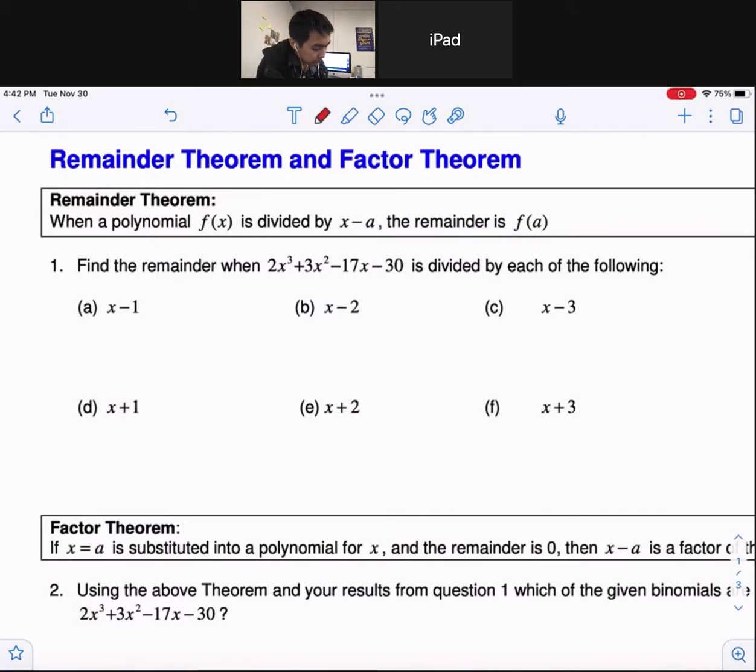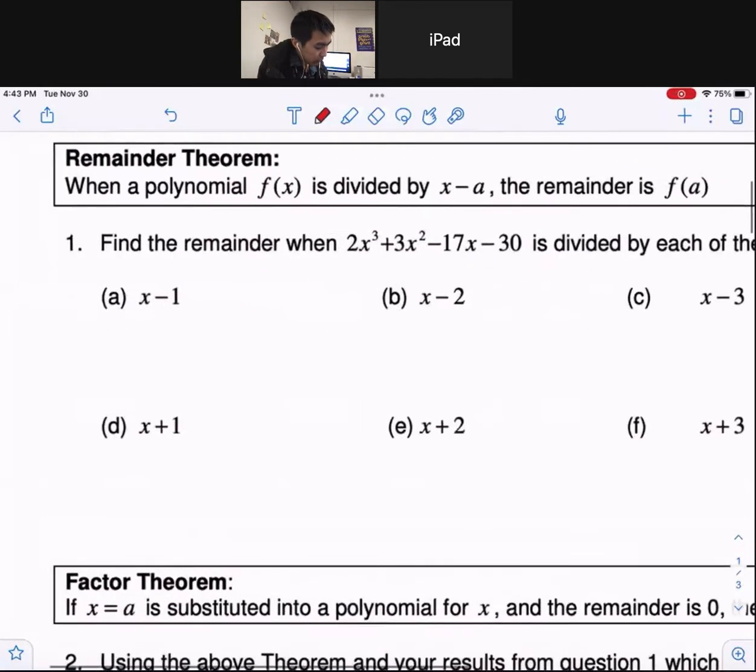So find the remainder when 2x cubed plus 3x squared minus 17x minus 30 is divided by each of the following. So in order to find the remainder, all you have to do, if you have a linear binomial, is substitute the opposite of that number into the function, and that will enable you to find your remainder.